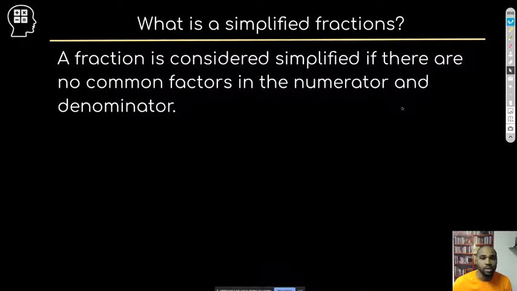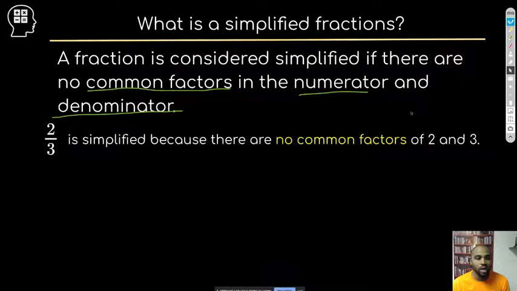So first question, what is a simplified fraction? A fraction is considered simplified if there are no common factors in the numerator and denominator. So no common factors. Now, if you need a review on factors, I encourage you to go back to a previous video I've done looking up how to factor and take out common factors, least common factor, greatest common factor, and so forth. So that's going to be really important moving forward. So make sure you get that down.